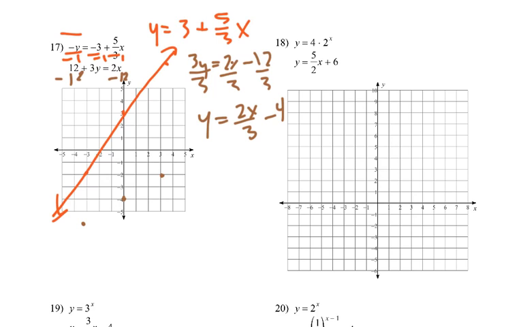Okay, now it looks like we're running out of space here, aren't we? Okay, so if we went down 5, and then to the left 3, that put us right there.